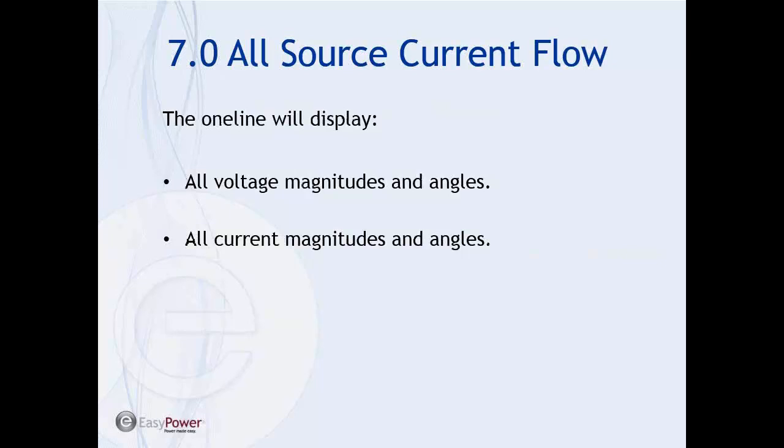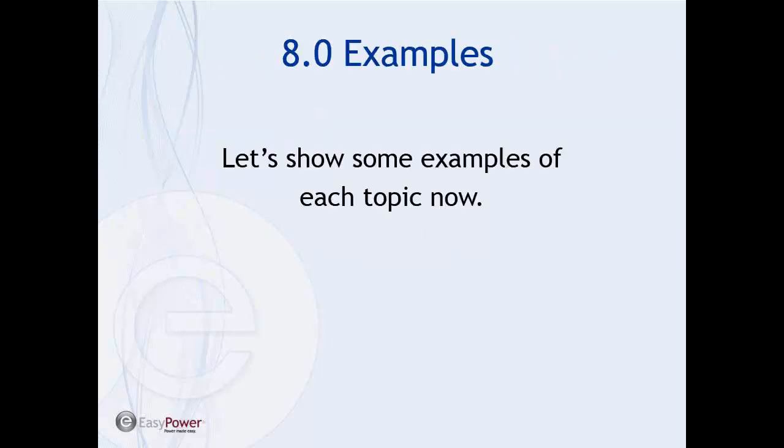The all source current flow, similar to the single point, will display voltage magnitudes and angles and current magnitudes and angles. And we can choose per unit or amps. It's right in the harmonic options where you can change your view. So let's look at some examples.